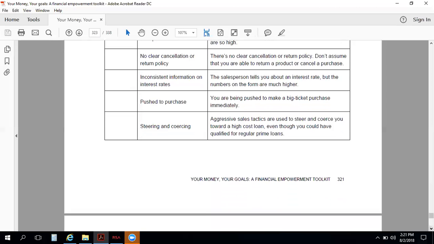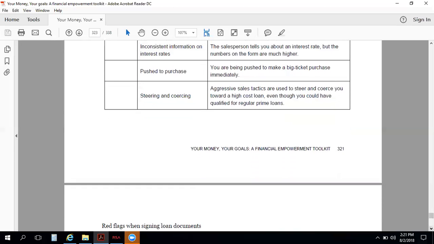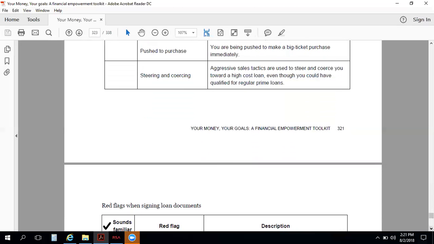Inconsistent information on interest rates. A legitimate salesperson should be able to give consistent information about how much a product or service would cost in interest. Another sign is salespeople who are coerced into pushing a client to make a purchase.